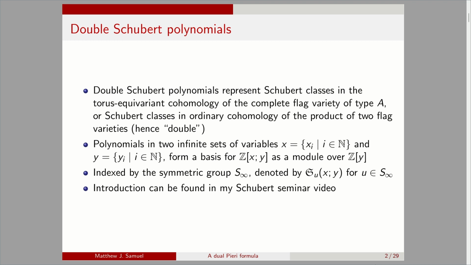Now, the double Schubert polynomials are indexed by the symmetric group, and they're denoted by S_u(x,y) for u in S_infinity. So that is indeed an S. It's just a little bit funny looking. It's in a different font. A more detailed introduction can be found in my video on the Schubert seminar channel.